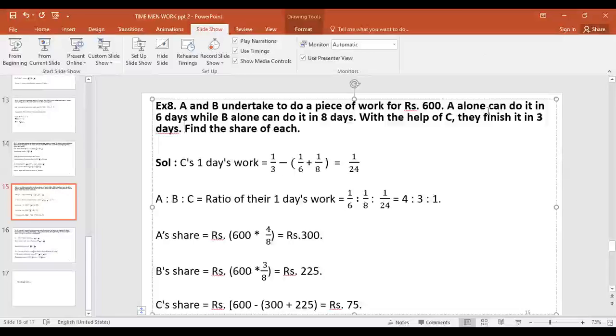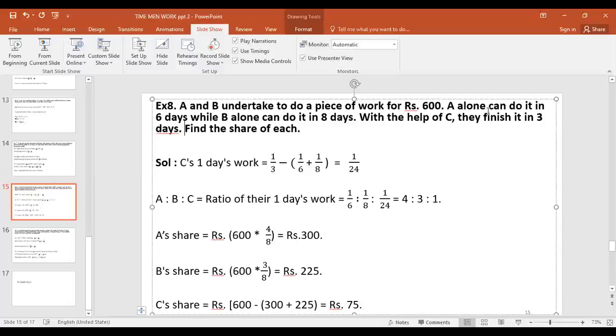Now, first of all, let us find out C's working capacity. So A, B, C together, they can finish in 3 days. So that means A plus B plus C's 1 day's work is 1 by 3 minus 1 by 6 minus 1 by 8. So C's 1 day's work is 1 by 24.